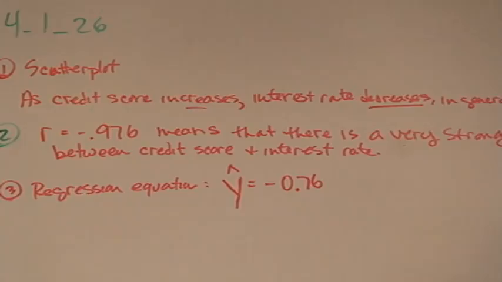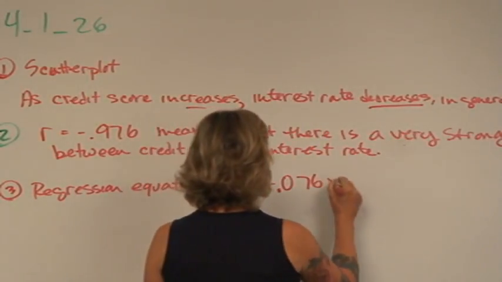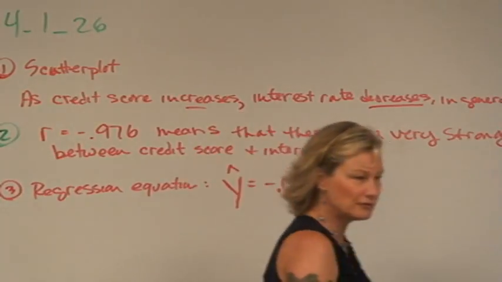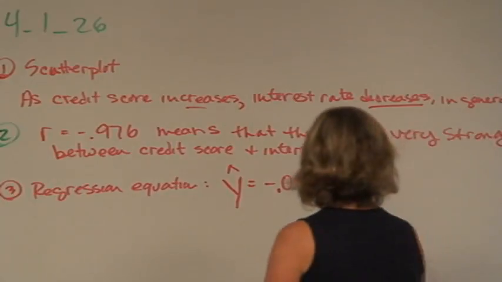0.076? Yeah, I got my decimal in the wrong spot. X plus 61.37. Yeah, great.